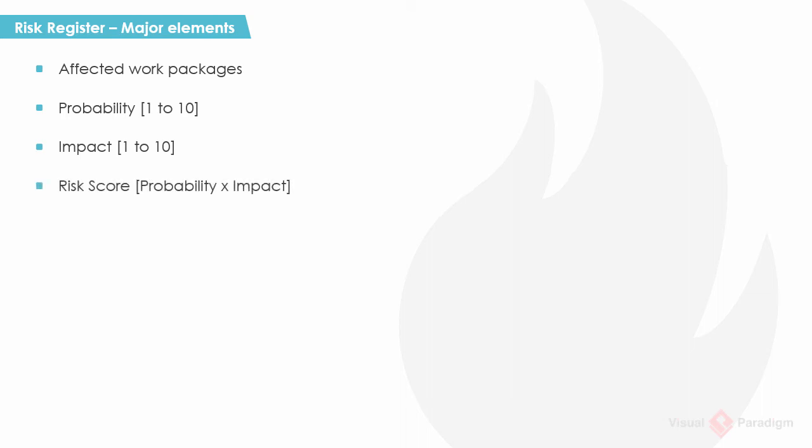Let's take a look at the elements of risk register. Affected work packages. The work package elements that will be affected if the risk occurs. Probability. The likelihood that a risk or opportunity will occur, on a scale from 0 to 10 with 10 being the highest. Impact. The impact of the risk on the project if it occurs, scale from 0 to 10 with 10 being the highest. Risk score. Determined by multiplying probability and impact.